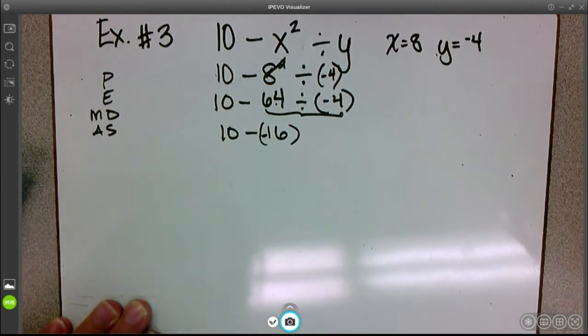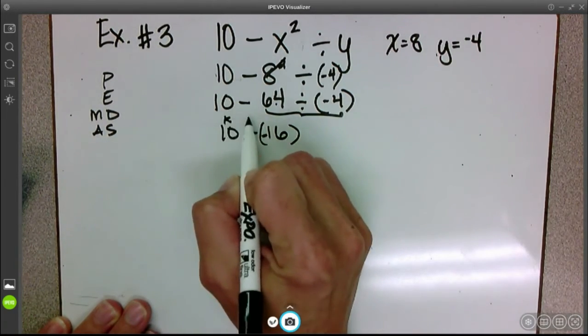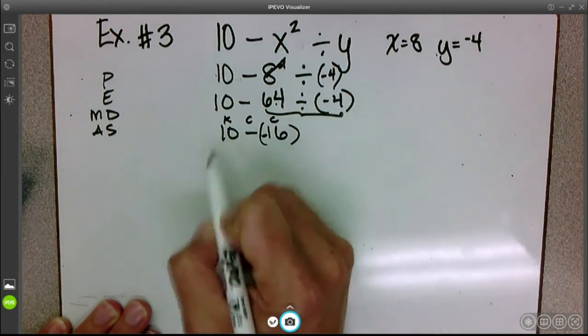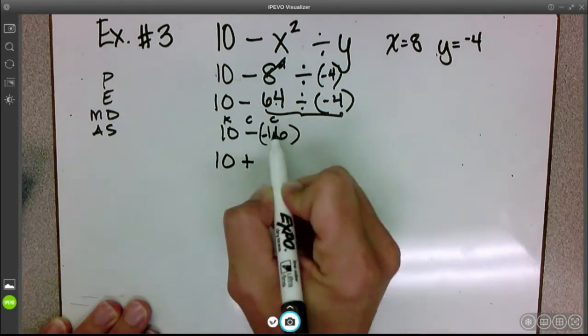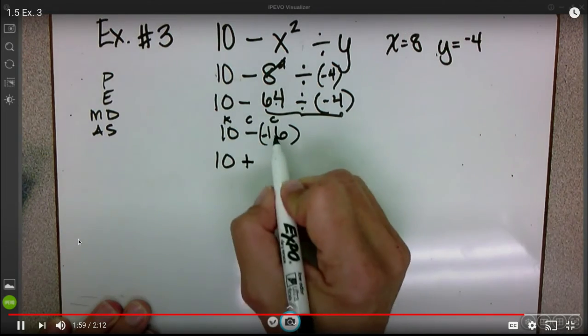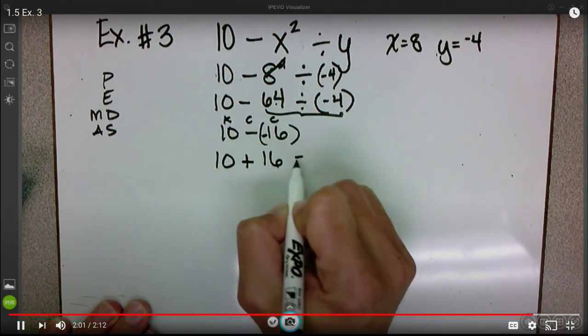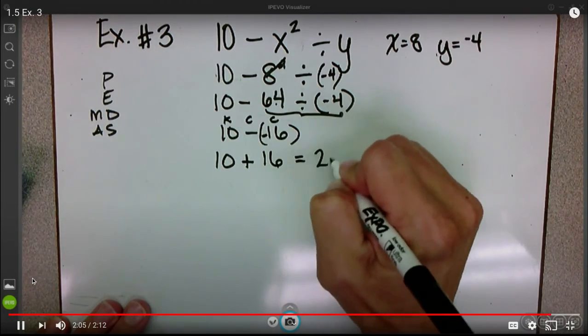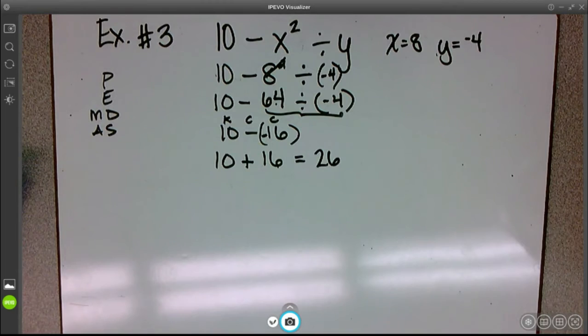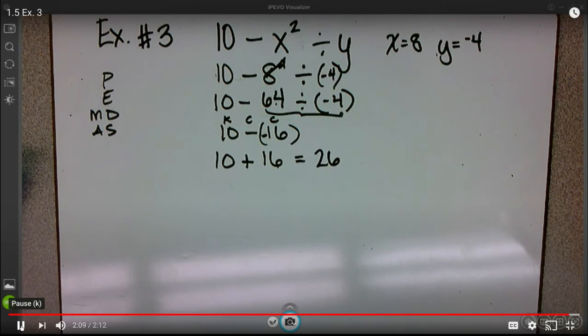And I learned a couple sections before that anytime we have subtraction, we keep change. So my 10 stays the same. My minus sign becomes a plus, and I change the sign of that next number. My negative becomes a positive. And now we just simply have an addition problem of 10 plus 16, which is 26.